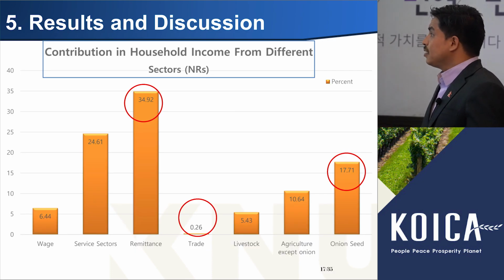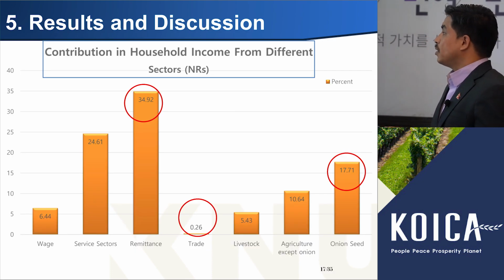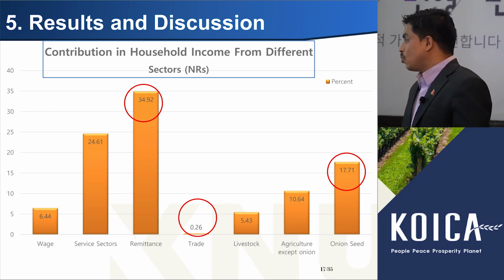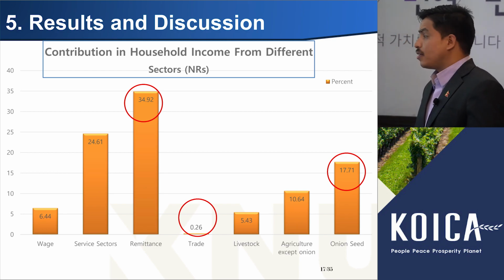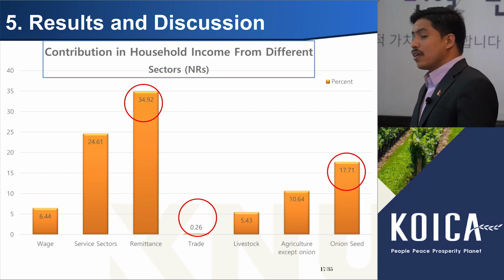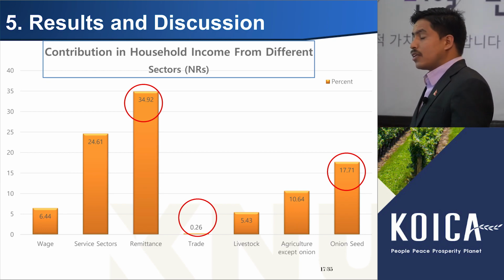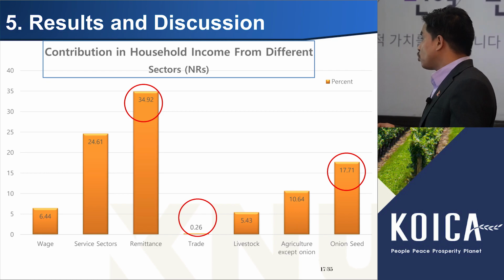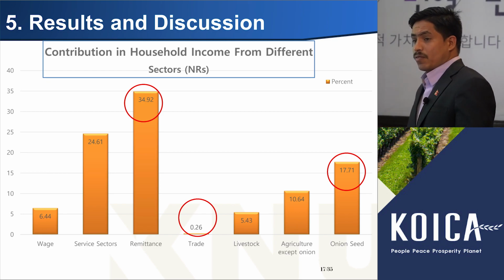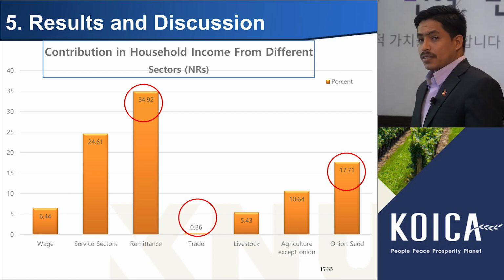This is the contribution of household income from different sources. Here we can see the lowest contribution from trade, which is 0.26%, and the highest contribution from remittance, that is 34.92%. And the onion seed sector contributed 17.71% of household income. That means there is potential to encourage this sector.